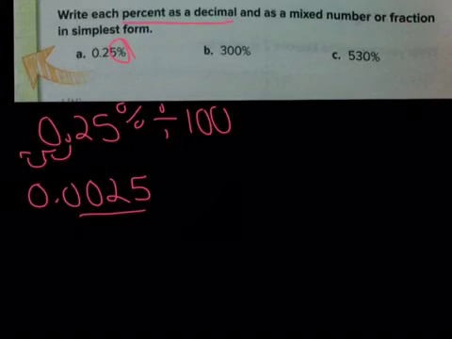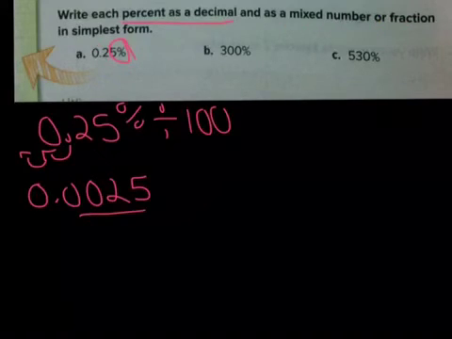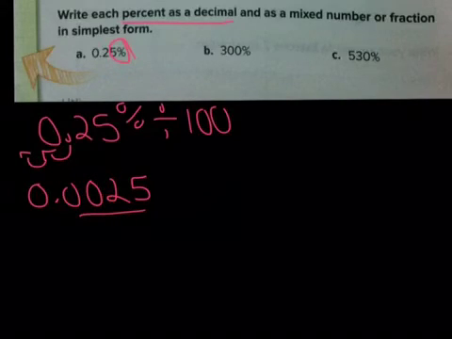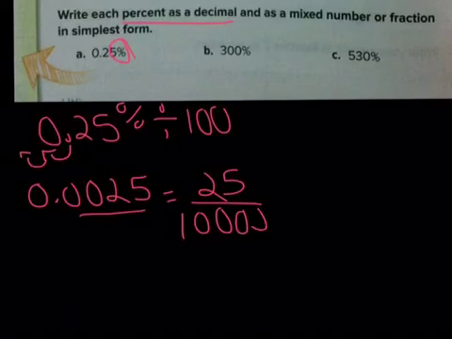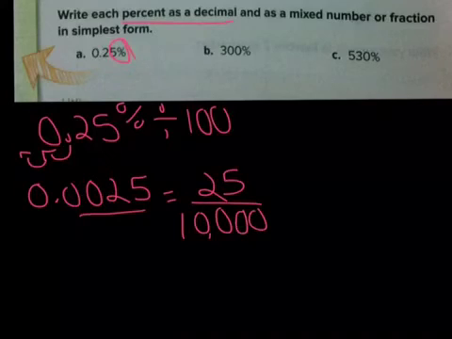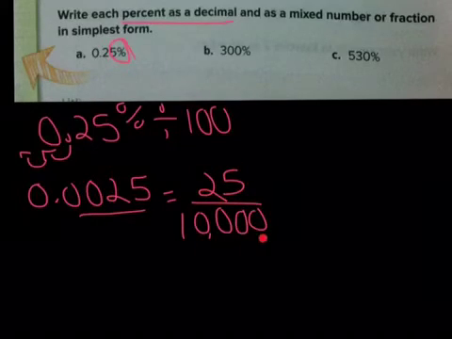And then we have to write it as a fraction in simplest form. If I were to write this as a fraction, we have to count the place values. We have tenths, hundredths, thousandths, 10,000ths. So it's actually 25 over 10,000. Holy moly. How do we simplify this? Well, we know that they're both divisible by 5, or we can also say by 25. We can count by 25 until we get to 10,000.